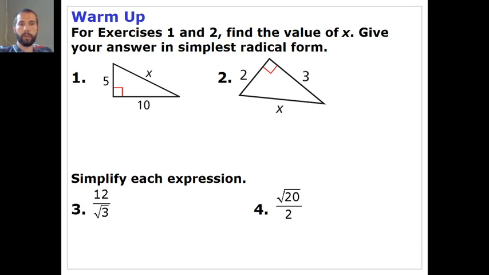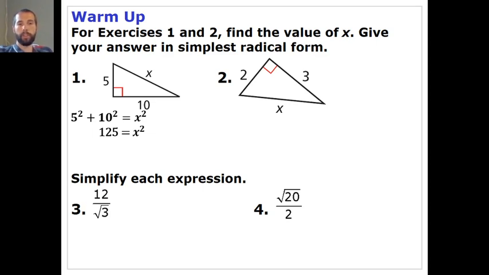Okay, so the first one, we have a right triangle. The hypotenuse is x, so that would be our c. So we're going to do a squared plus b squared equals c squared. So that would be 5 squared plus 10 squared equals x squared. We're going to simplify 5 squared and 10 squared. That would become 125. And then to figure out what x is, we take the square root of both sides. But 125 is not a perfect square.